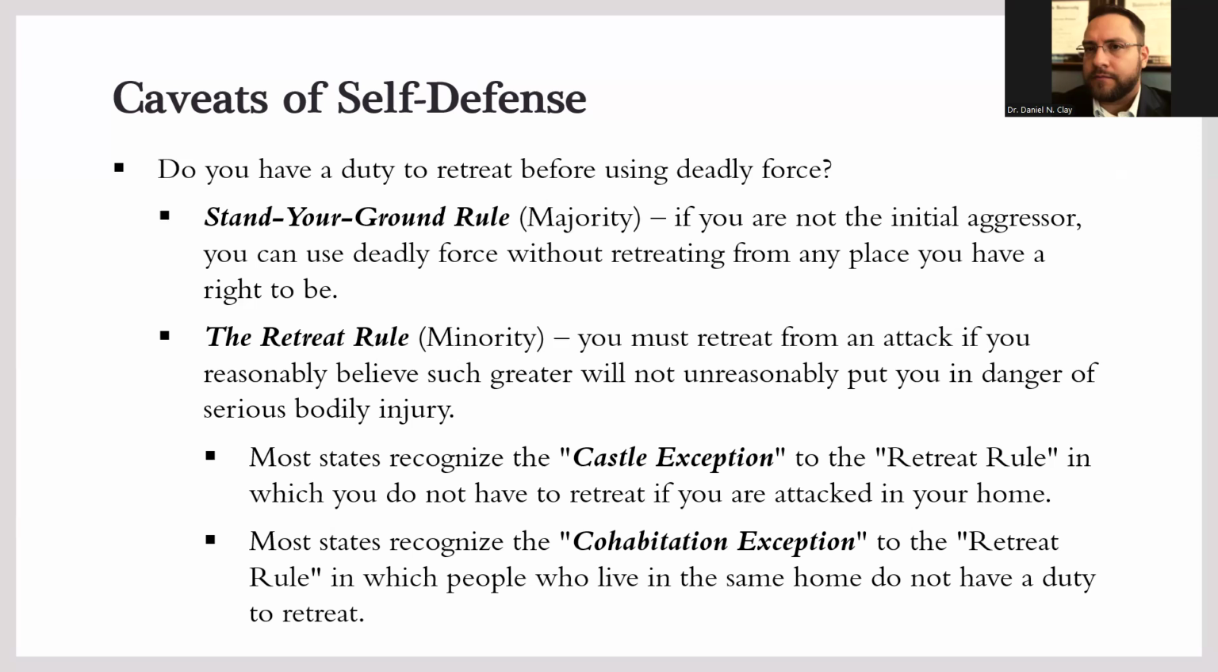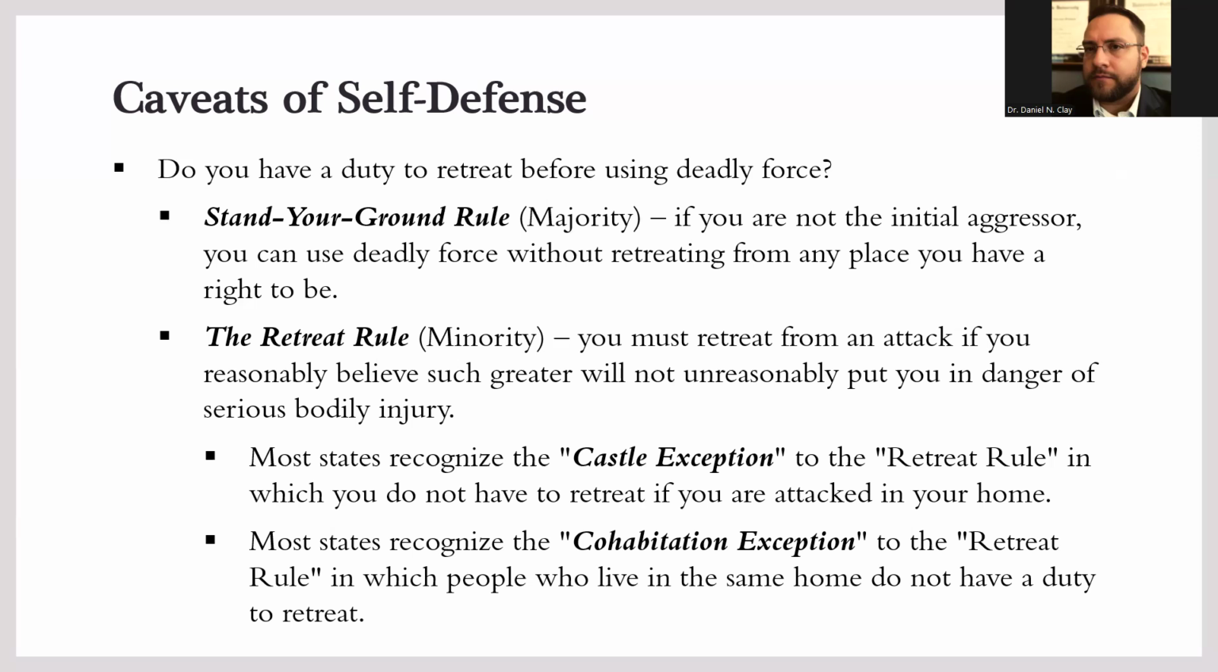Do you have to jump off the skyscraper? No, that's insane, right? You could, then push back and use force. But let's say that you're outside in like a park, and somebody approaches you, and it's only one person. They approach you, and you have all this room to run. Do you have to run away first?